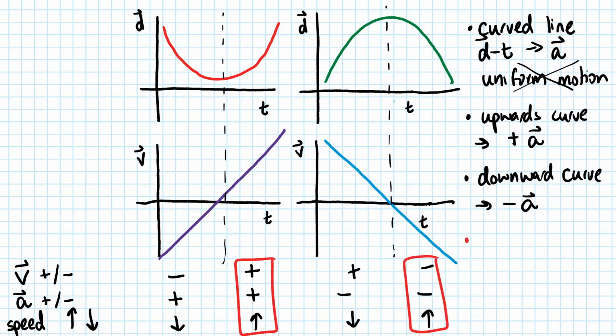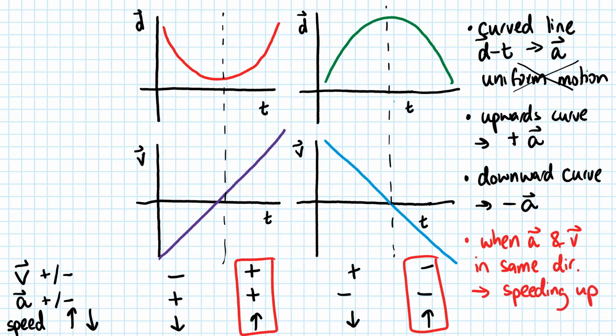What does that tell you? Look at the direction of velocity and direction of acceleration. When acceleration and velocity are in the same direction, then you are speeding up. You're going faster. The opposite is true if velocity is negative and acceleration is positive, or velocity is positive and acceleration is negative. When acceleration and velocity are in different directions, you slow down.